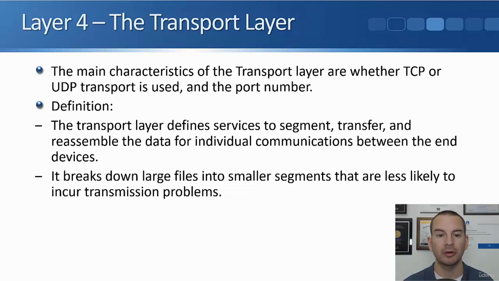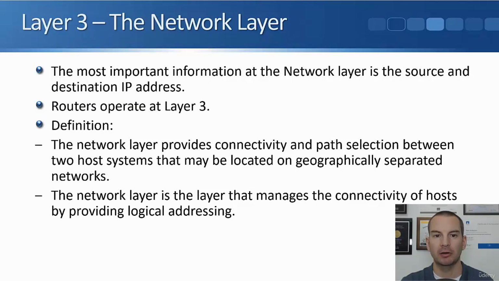The definition for layer 4, the transport layer: it defines services to segment, transfer, and reassemble the data for individual communications between the end devices. It breaks down large files into smaller segments that are less likely to incur transmission problems. The next layer is layer 3, the network layer.